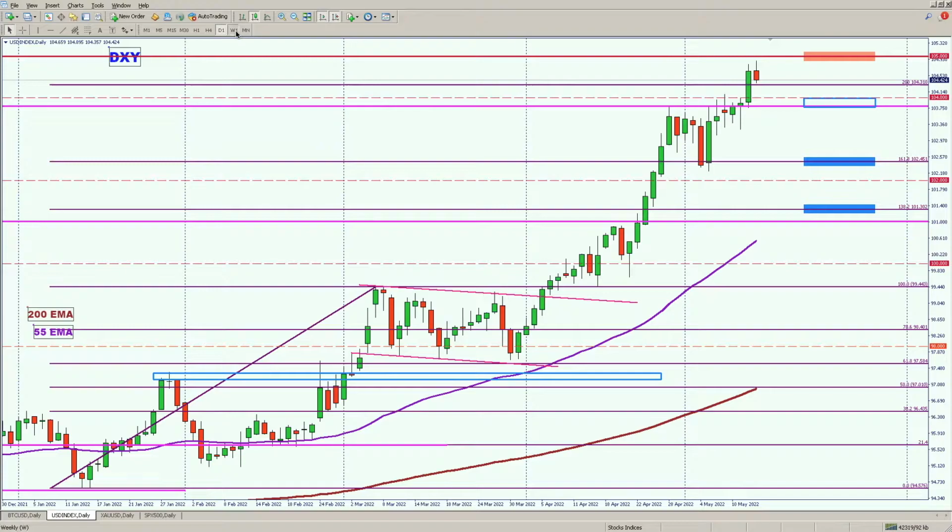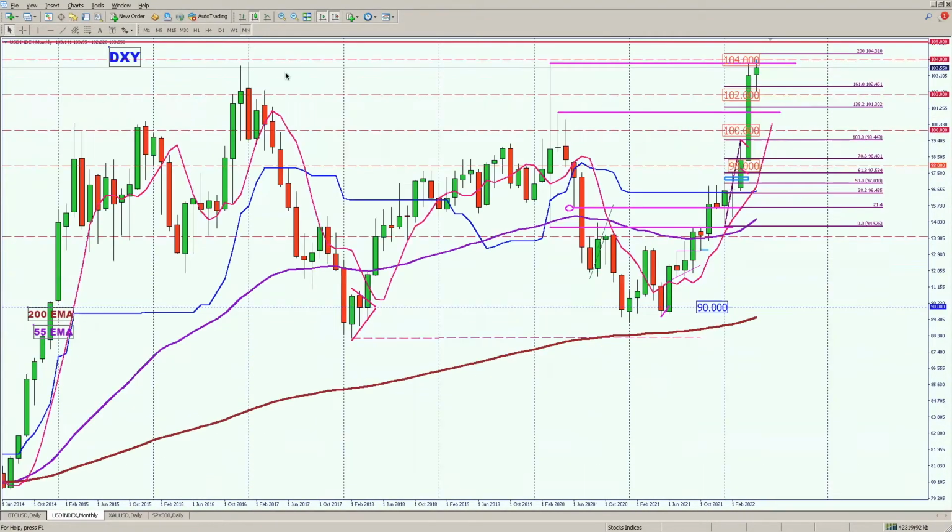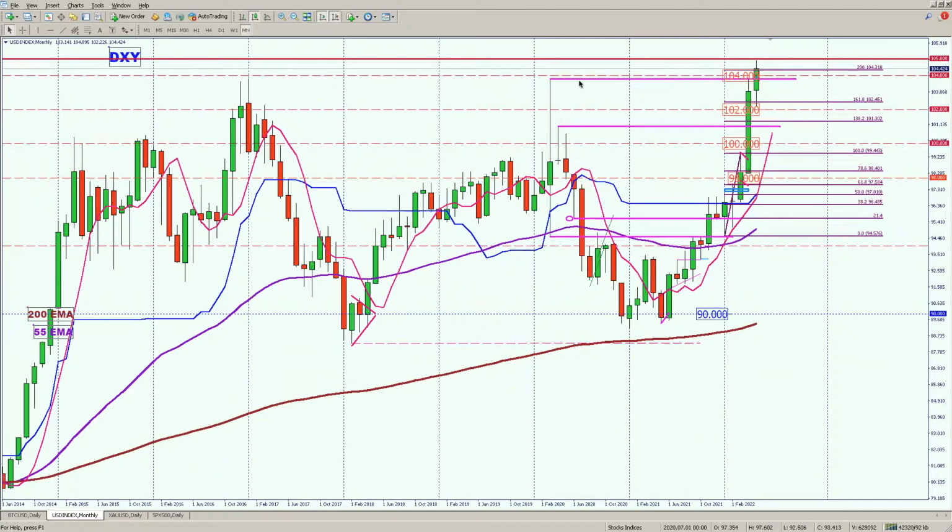Let's take a look on the weekly time frame and monthly. See, this was the swing high previously that it pushed through, and that was back in the early part of 2020.